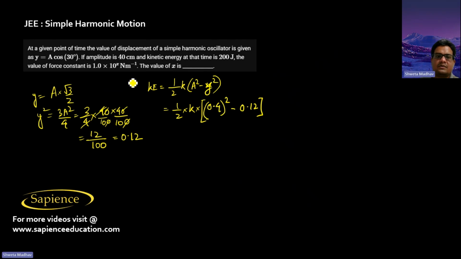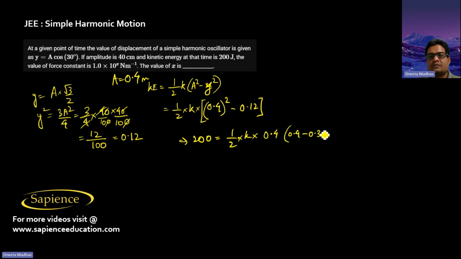Amplitude is 40 centimeter, means amplitude is 0.4 meter. So kinetic energy is 200. So 200 is equal to half into k into 0.4 minus 0.3, which is 0.1, means it is 0.04 by 2 k, that is equal to 200.